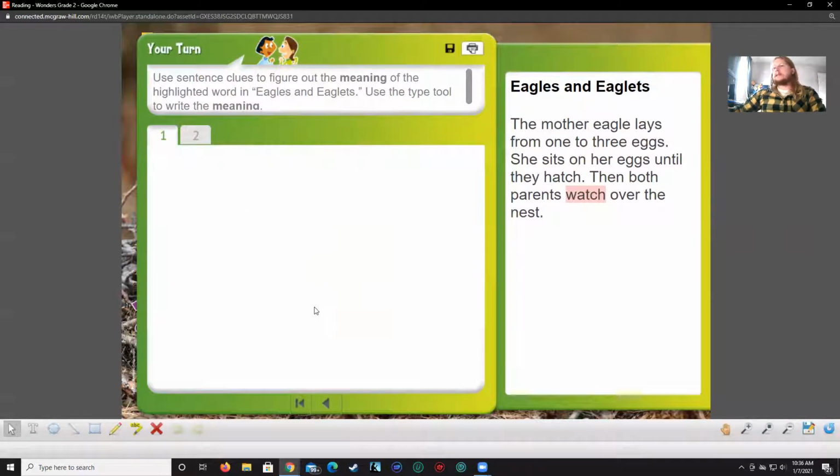The first meaning of watch is like the watch I have on my hand, right? Like this is a watch. This is one meaning of the word watch. Another meaning of the word watch is to look at something. So let's use context clues to see which meaning of watch we're looking at. All right, so the first type of watch is something that tells time.